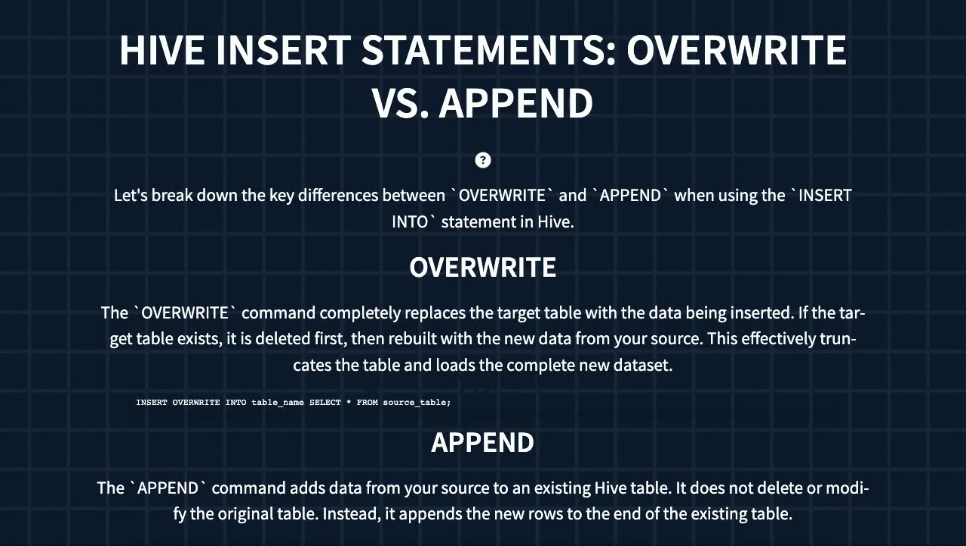Okay, let's talk about how Hive handles inserting data into your tables. We have two primary ways to do this: overwrite and append. Think of overwrite as a complete reset. It completely deletes the existing table and rebuilds it with all the new information you're providing. It's great when you want to start fresh. On the other hand, append is more like adding to something. It takes your new data and just adds the rows on to the end of an existing table without touching anything that's already there. So, if you're updating a table with small amounts of new information regularly, append is often what you'll want to use.